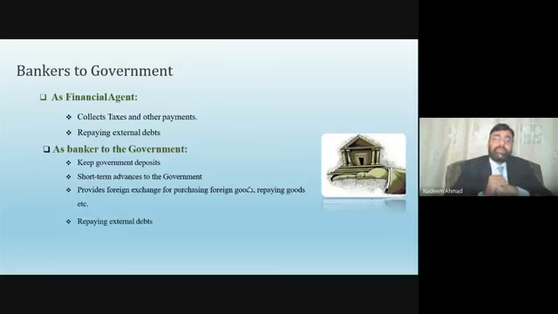As a banker to the government, they keep government deposits. Short term advances to the government: if the government needs any sort of short term loan, the central bank provides the loan short term, then provides foreign exchange for purchasing foreign goods, repaying debts, etc. These are the functions of a banker to the government. Then repaying external debts, as I just told you, it repays on behalf of the government.